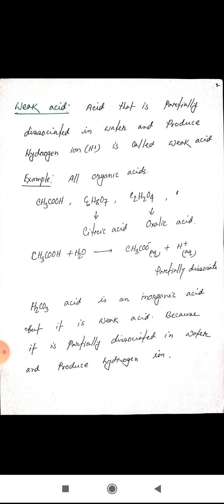So here we can say carbonic acid is an inorganic acid, but it is a weak acid because it is partially dissociated in water and produces hydrogen ions. I have already discussed this in the previous slide. So we can say carbonic acid, though it is an inorganic acid, is a weak acid.